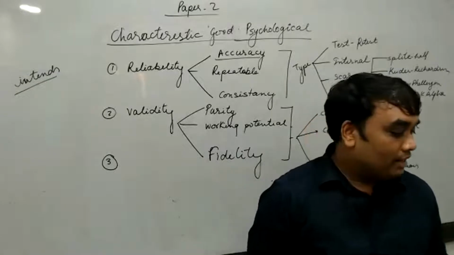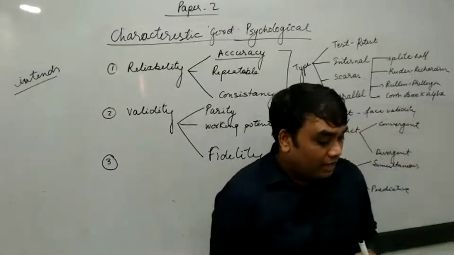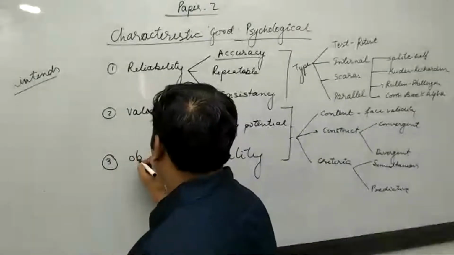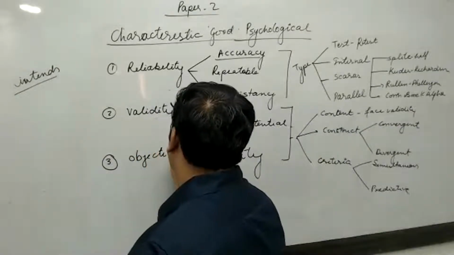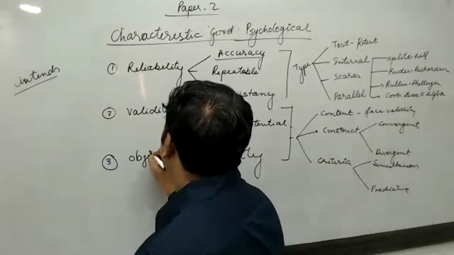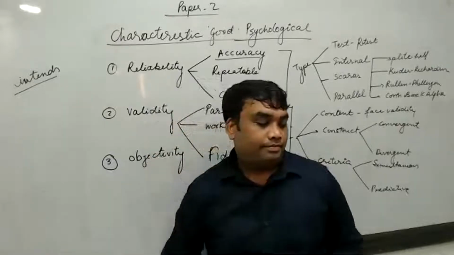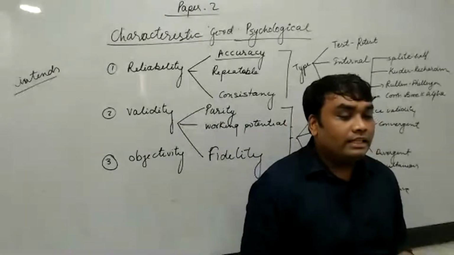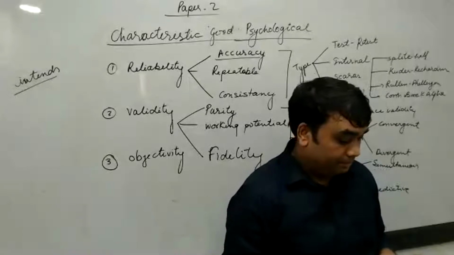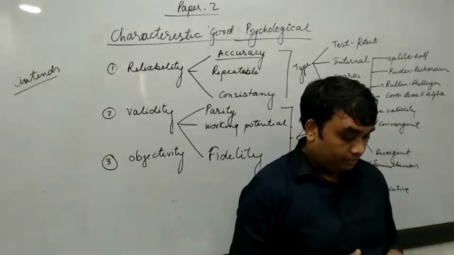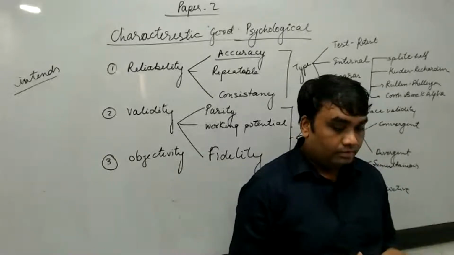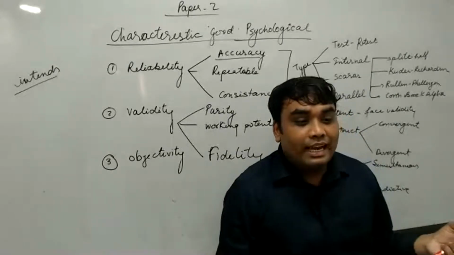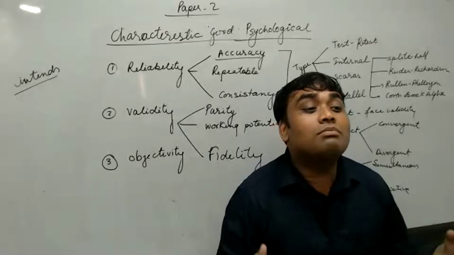Getting my points? So the third parameter while we are doing any test is objectivity. What is your objectivity? Objectivity. So for making a good psychological test, there is what? Objectivity. What is objectivity? The degree to which any test is free from subjectivity.